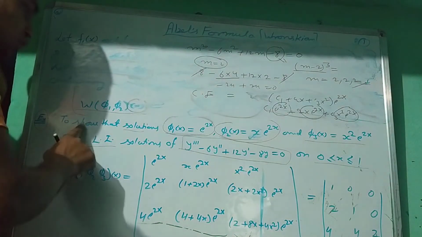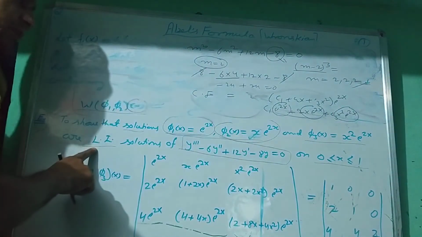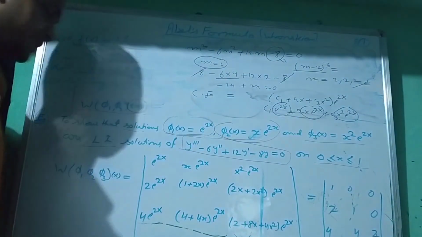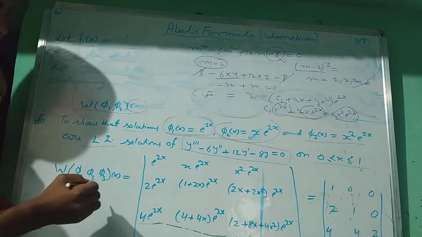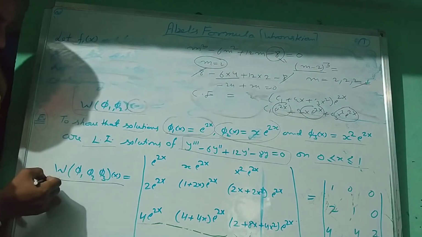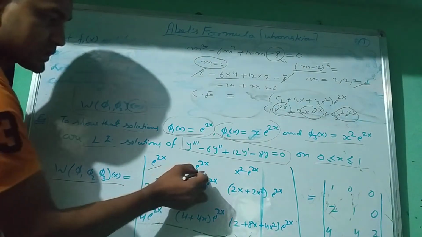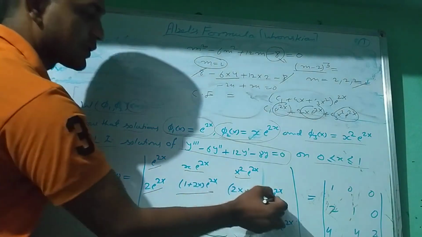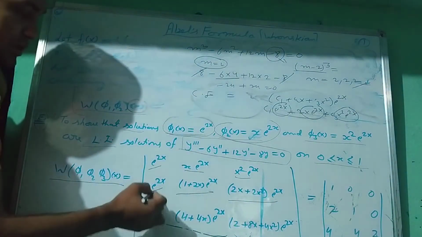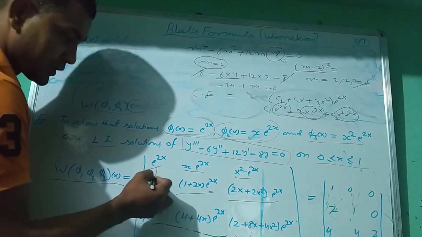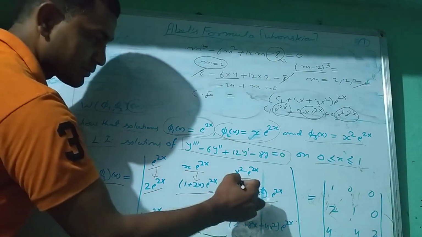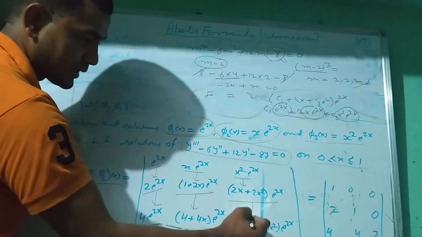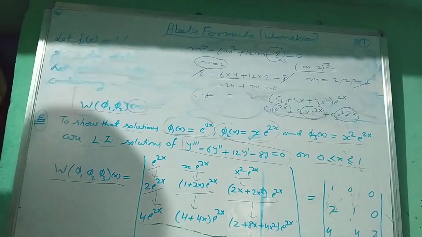Our question is to show that these solutions are linearly independent and also find the Wronskian in this interval. So the Wronskian is the determinant with the first function, second function, third function, then the first derivatives of the functions, and then the second derivatives of the functions.